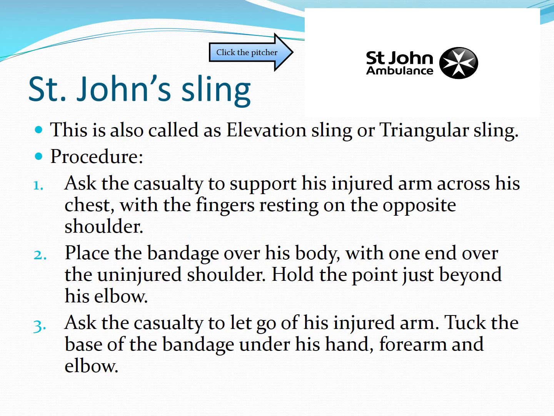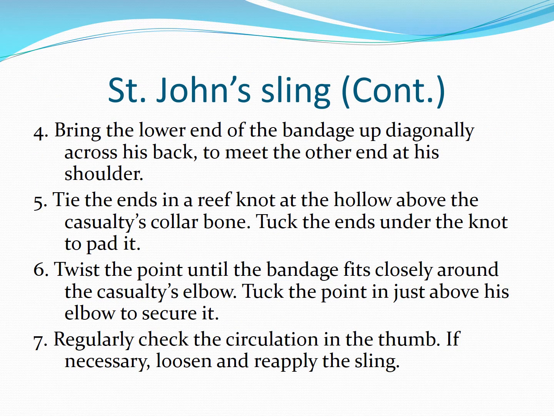Ask the casualty to let go of his injured arm. Tuck the base of the bandage under his hand, forearm and elbow. Bring the lower end of the bandage up diagonally across his back to meet the other end at his shoulder. Tie the ends in a reef knot at the hollow above the casualty's collarbone. Tuck the ends under the knot to pad it.